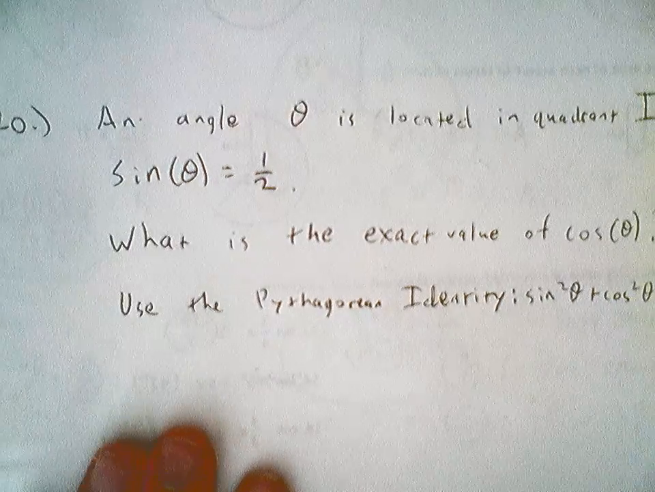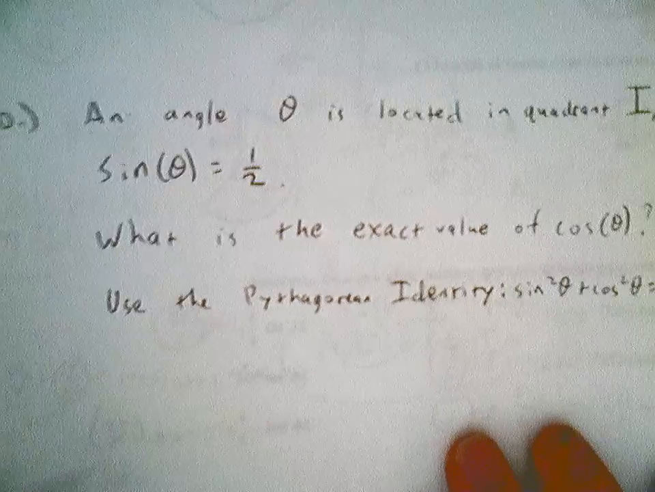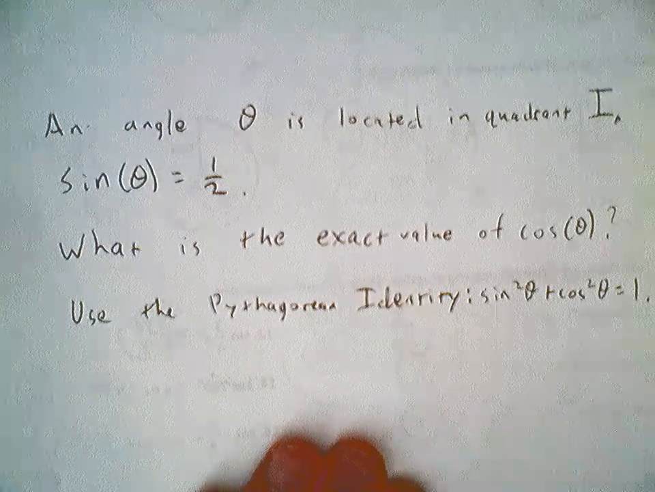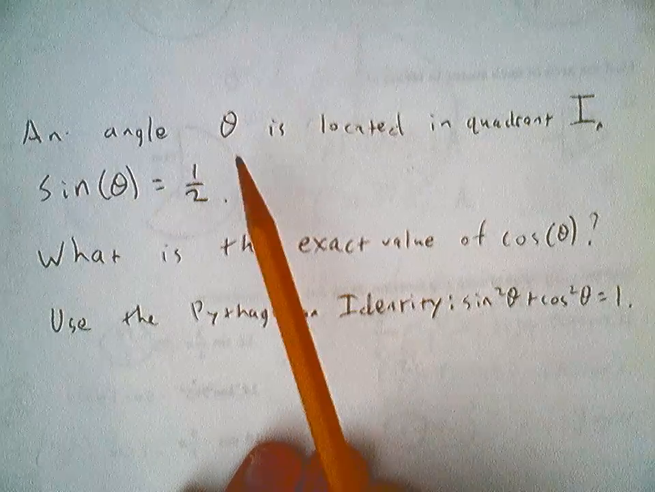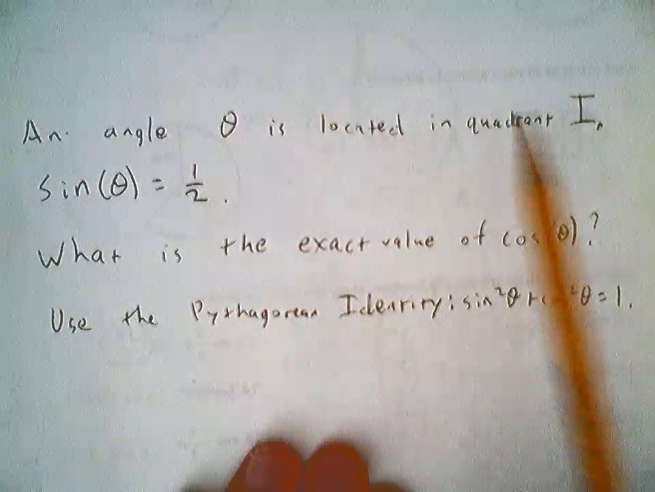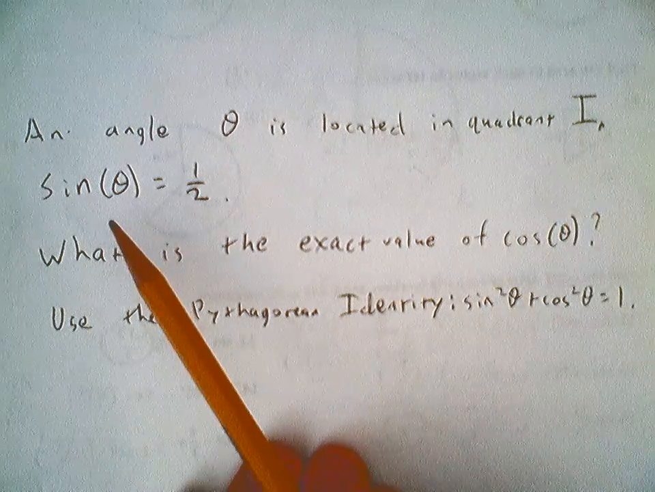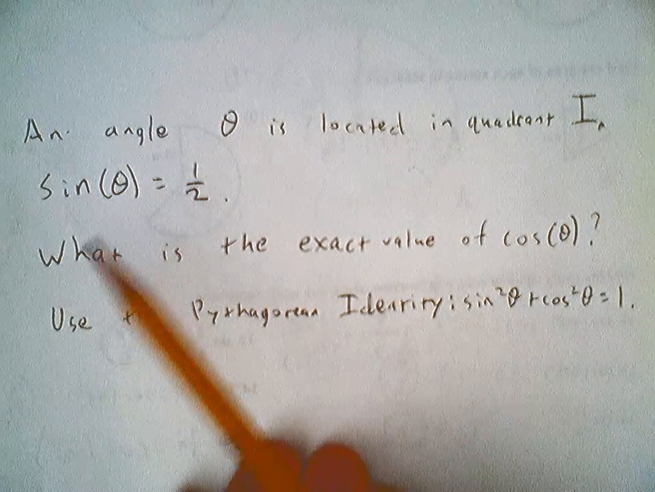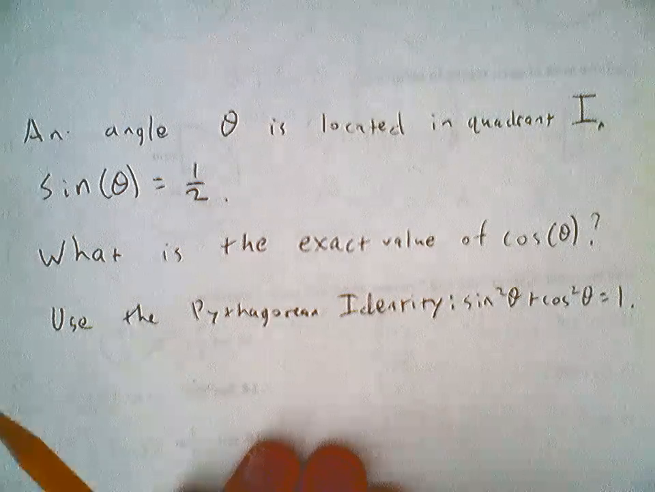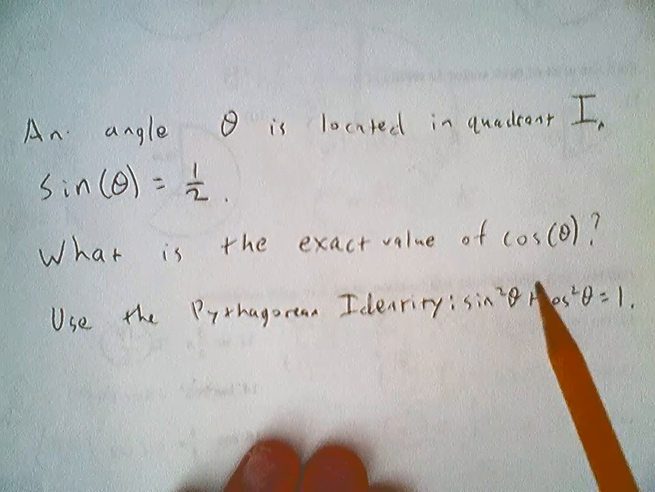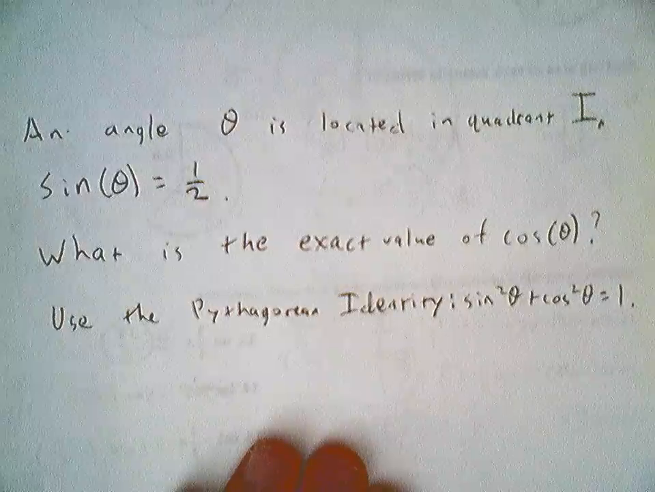Alright, last one, number 20. We've got a Pythagorean identity problem. So we're told that we've got this angle, it's in quadrant 1. We're given the sine of that angle. So we're told that the sine of this angle is 1/2. So we want to know what's the exact value of cosine of that angle.